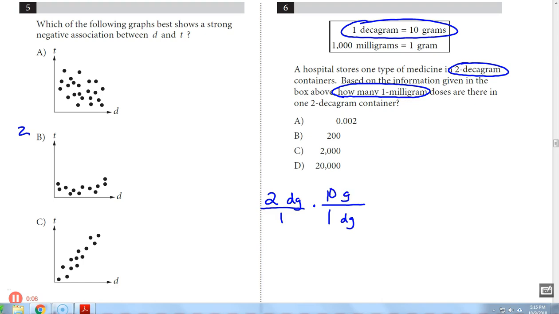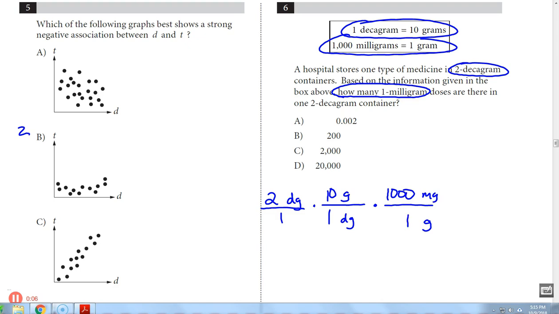But I don't want grams. I have to get to milligrams. So I have to cancel grams out, and I'm going to put it on the bottom. To cancel grams out, I need a conversion, and I have 1,000 milligrams is 1 gram. So 1,000 milligrams is 1 gram.